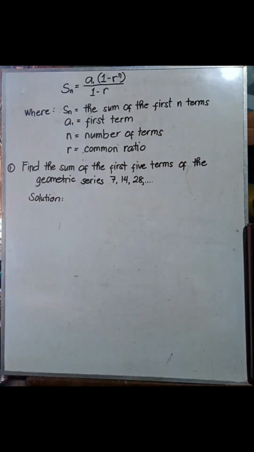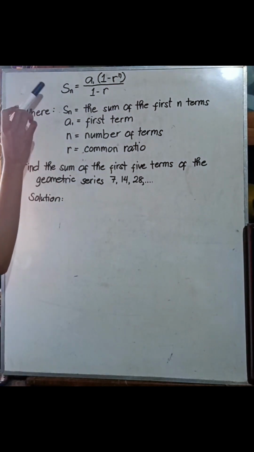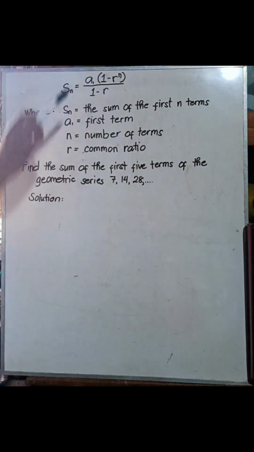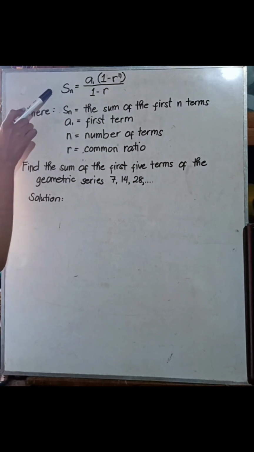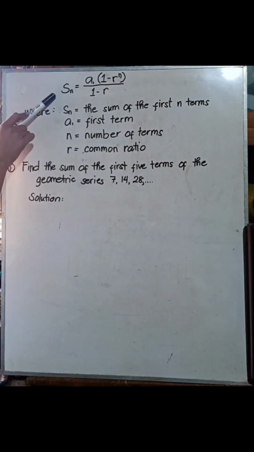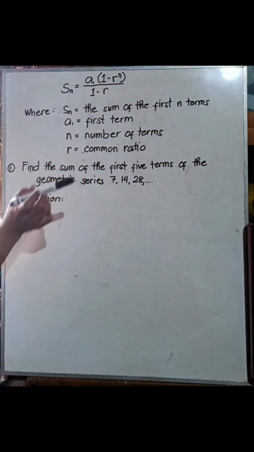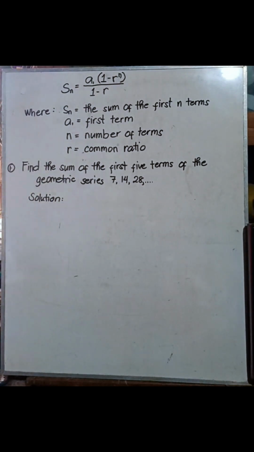So, using the formula that we have here, S sub n is equals to A sub 1 times the quantity of 1 minus R exponent of n all over 1 minus R. So, yan na yung gagamitin natin dito sa pag-solve. Now, let us try to solve this problem.